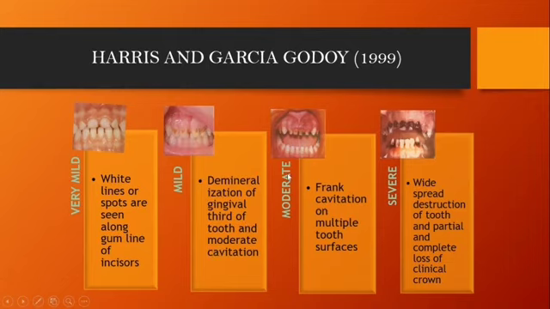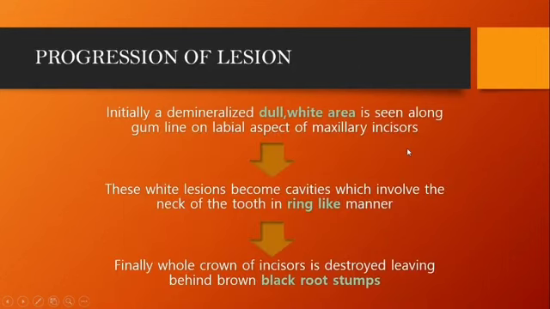Brown cavitation is seen in the cervical region. Frank cavitation on multiple tooth surfaces can be seen in the moderate stage, and if it progresses to severe, widespread destruction of the tooth and partial or complete loss of the clinical crown. We have no other option than pulpectomy or extraction. This is a hopeless condition.